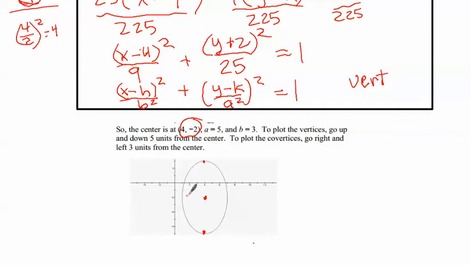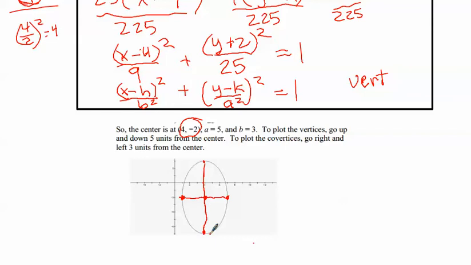And then the co-vertices are going to be right here on the minor axis. And we're going to go out 3 both directions from our center. Alright, so we'll go ahead and draw the major axis just for fun. Nice straight line, not really. And that's the end of this video.